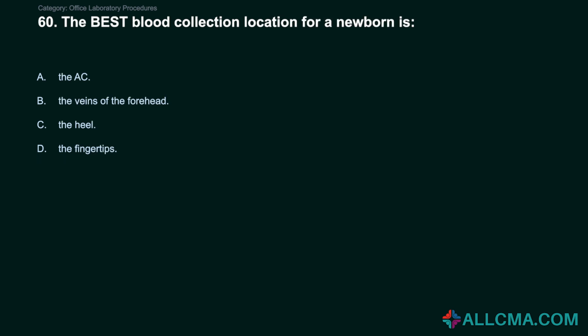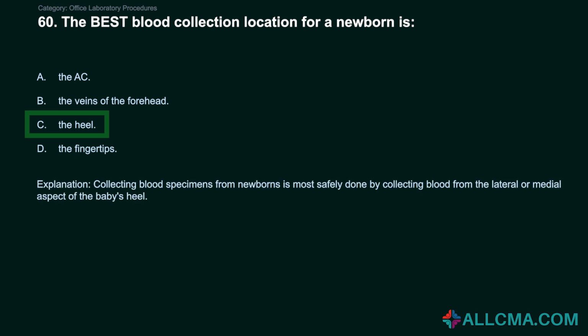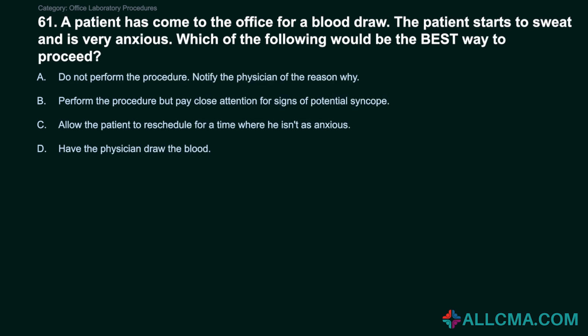60. The best blood collection location for a newborn is A. The AC. B. The veins of the forehead. C. The heel. D. The fingertips. Correct answer, C. The heel. Collecting blood specimens from newborns is most safely done by collecting blood from the lateral or medial aspect of the baby's heel.